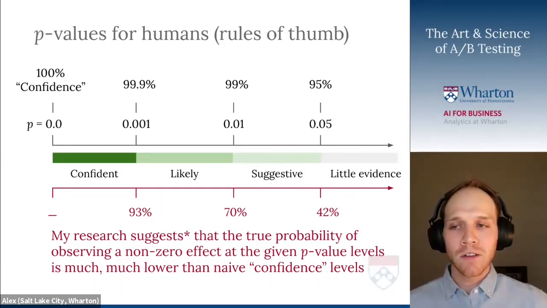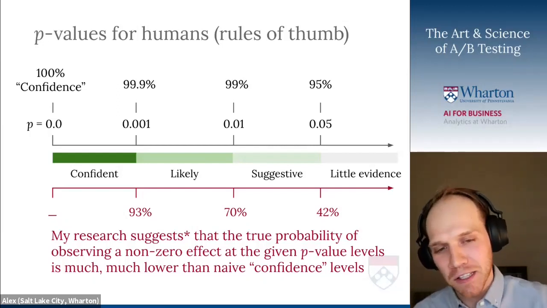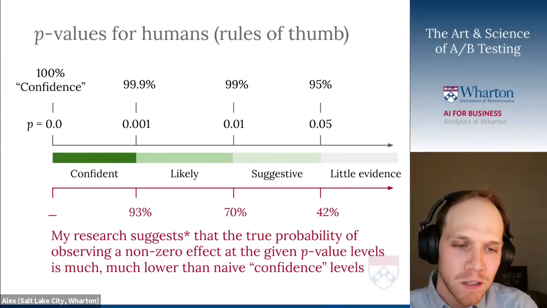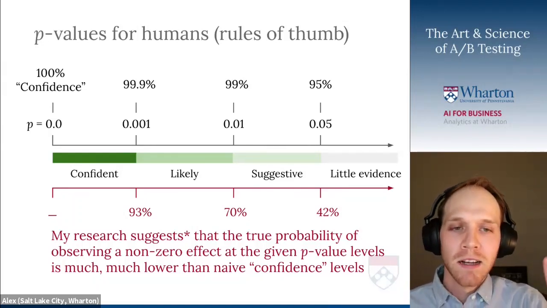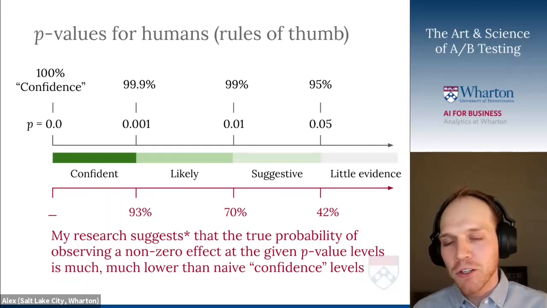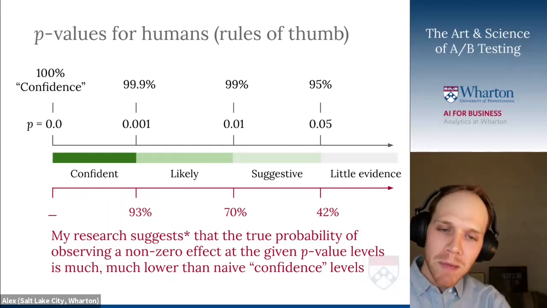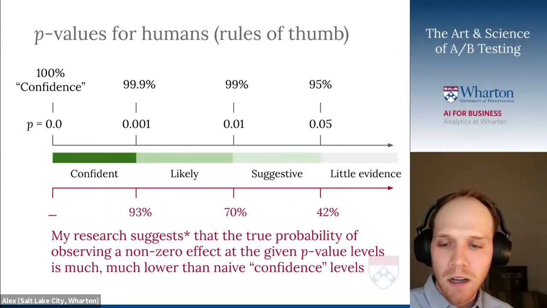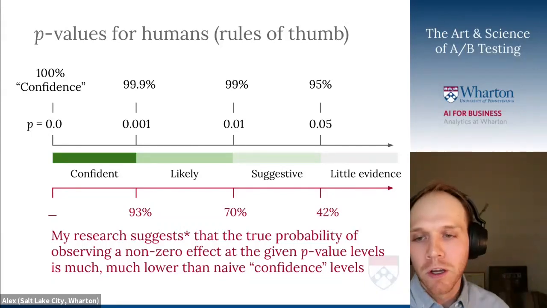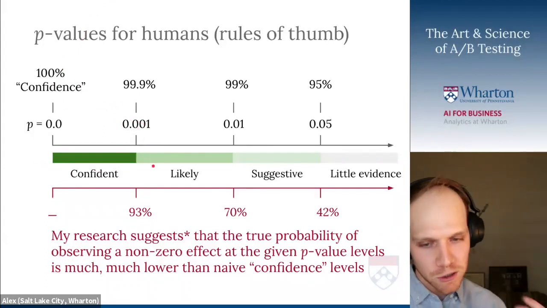And this is why you have to be very careful when you use terms like confidence, right? Most A-B testing software is going to report a p-value of 0.05 as 95% confident. And I'm going to encourage you to be very skeptical of that terminology. If you really want 95% confidence, if you want confidence at that high of a level, you're going to need to demand your p-values be much smaller, closer to the order of 0.001.